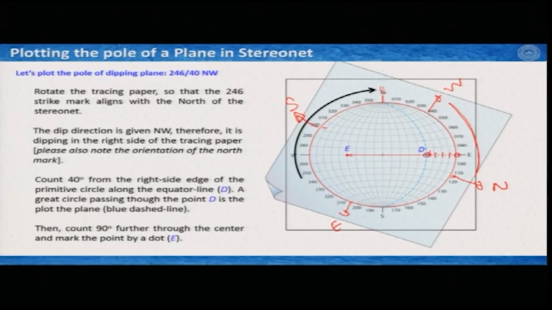But that is not the end, because we have to plot the pole. Pole is 90 degrees added from the dip point towards the center of the primitive circle. So, we further proceed counting 90 degrees from this point. 10, 20, 30, 40, 60, 70, 80, and we come to 90. Did I make a mistake? 10, 20, 30, 40, 50, 60, 70, 80, 90. No, it is right. So, this must pass to the center of this primitive circle, and this point E you can mark by a dot.